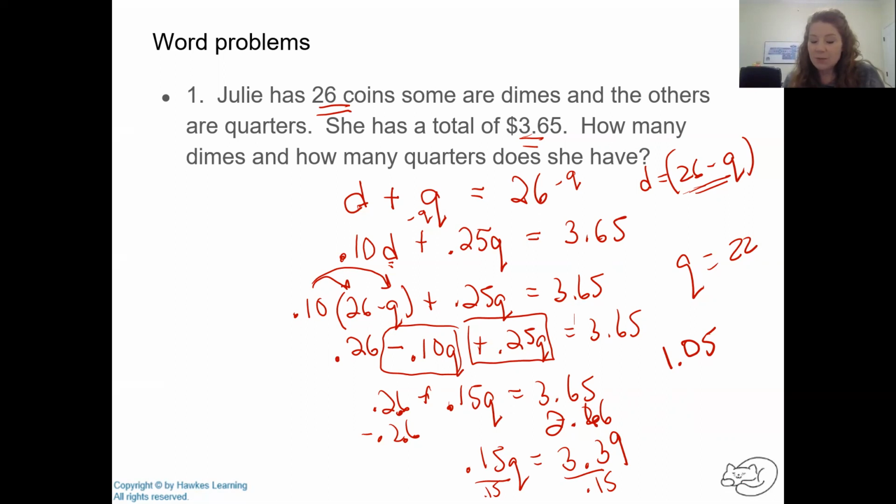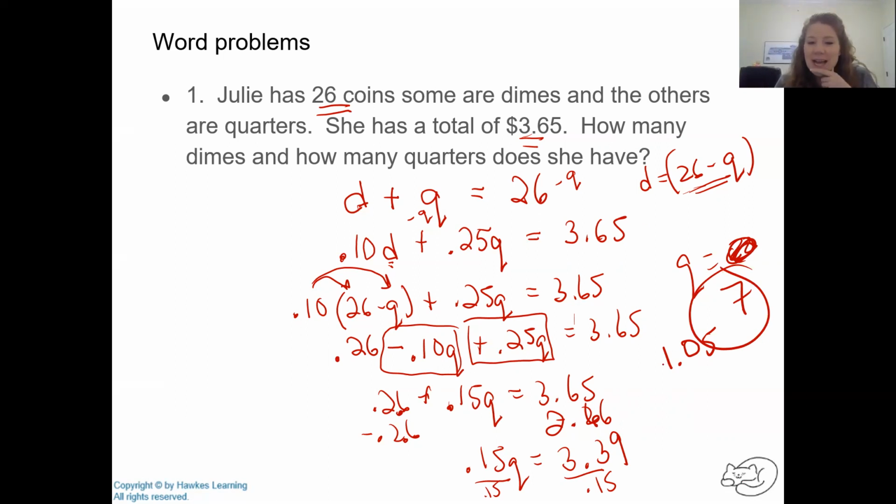3.65 minus 2.6 divided by 0.15. Yeah, it's 7. Sorry. So I should have 7. Oh, I messed that up. I'm running short and now I'm getting all flustered.